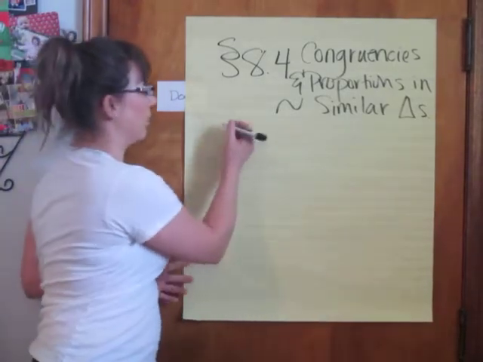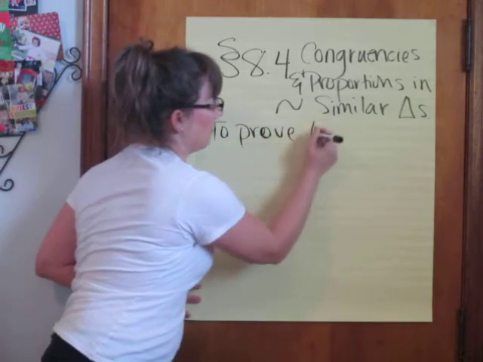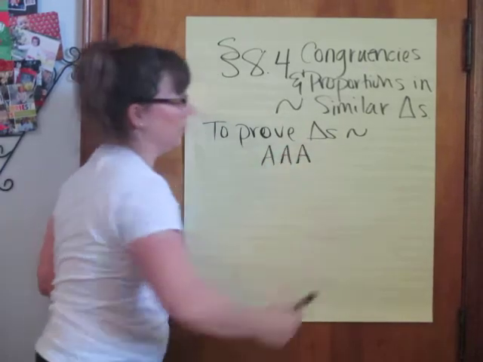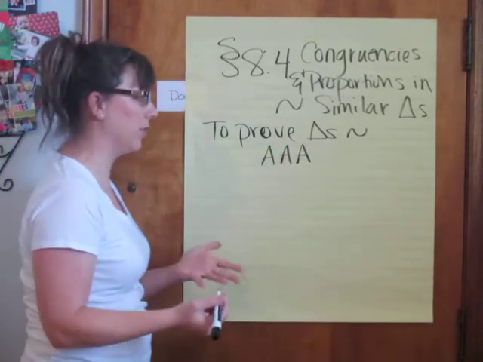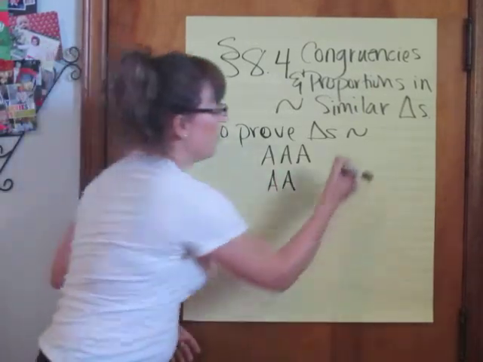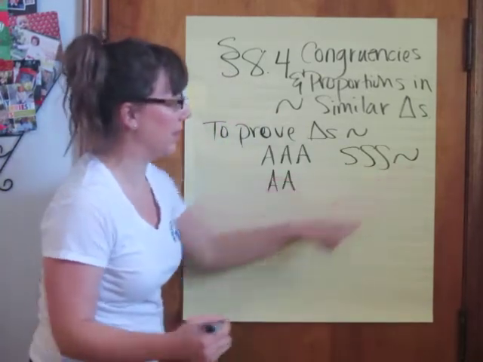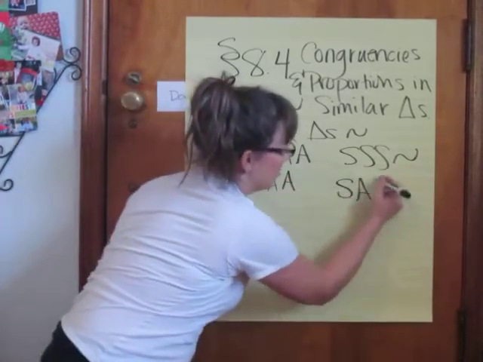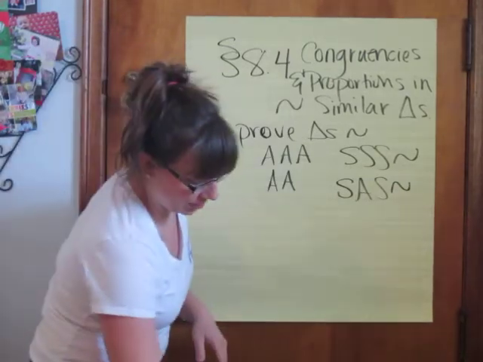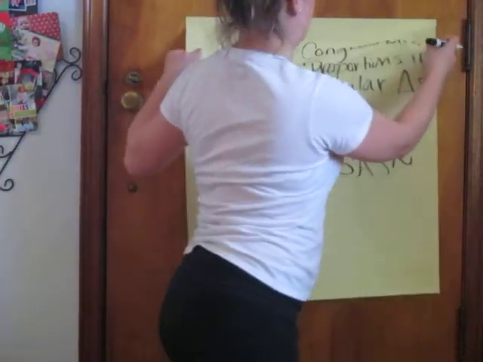To prove similarity, we can use angle, angle, angle, but we usually don't use angle, angle, angle because angle, angle is sufficient enough. We also have side, side, side similarity, and you have to put that similarity symbol. And we have side, angle, side similarity, and you have to put that similarity symbol as well.